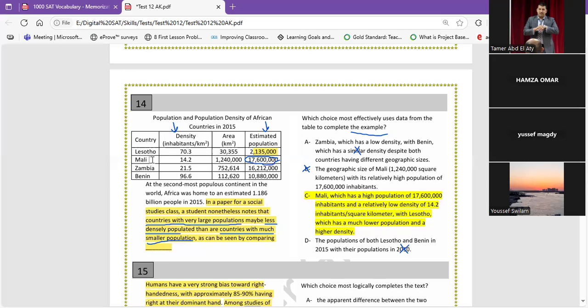The geographic size of Mali. Where is the geographic size? This one, 1,240,000 square kilometers, with its relatively high population of 17. I'm sorry, I'm not talking about Mali to itself. I'm talking about Mali to another. So Mali, which has a high population of 17,600,000 inhabitants and a relatively low density, 14.2 inhabitants per square kilometer, with Lesotho, this one, which has a much lower population and a higher density, because it has less area. It has more population but is less dense than the one that has less population but is highly dense. The last one, the population of both Lesotho and Benin in 2015. I'm talking about 2015, not 2010.